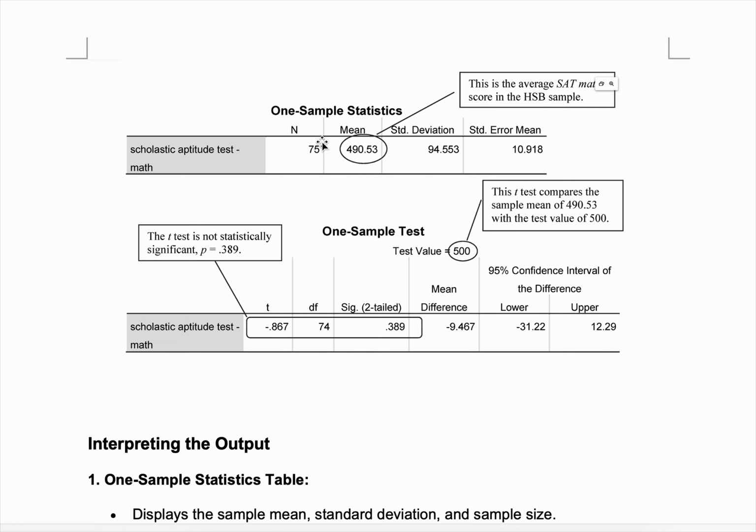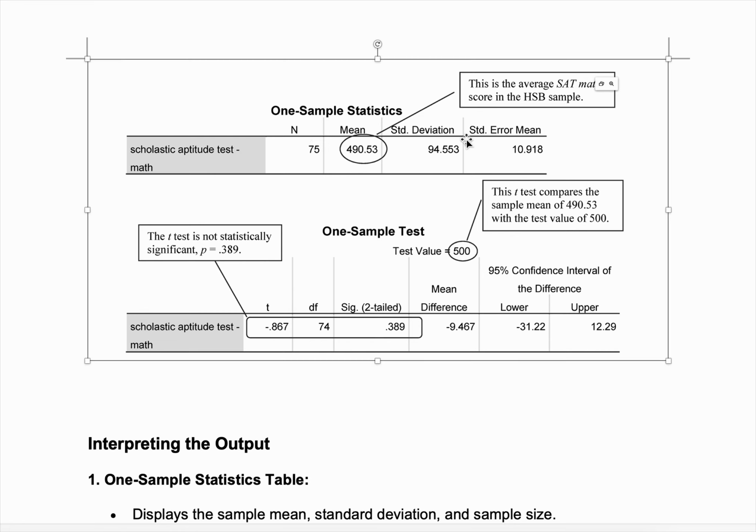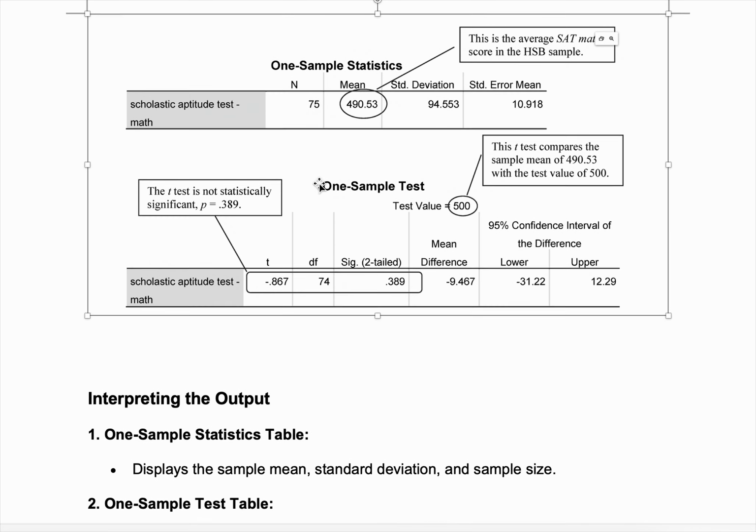In the one sample statistics table, this is really just giving you descriptive statistics, because when we do an inferential statistic test, we still have to talk about the descriptive statistics. So you would say my sample had a mean of 490.53 for the math achievement score, with a standard deviation of 94.553 and a standard error of 10.918 among 75 participants. So something to that degree. You get to kind of own it.